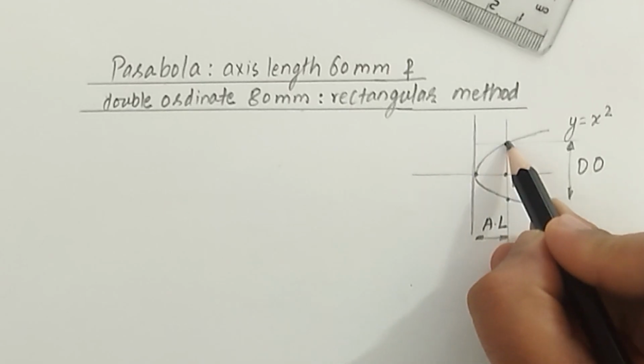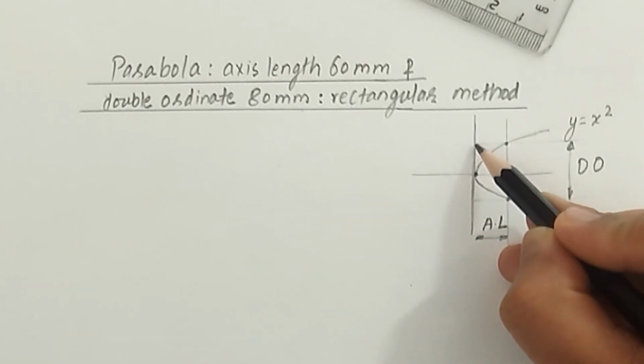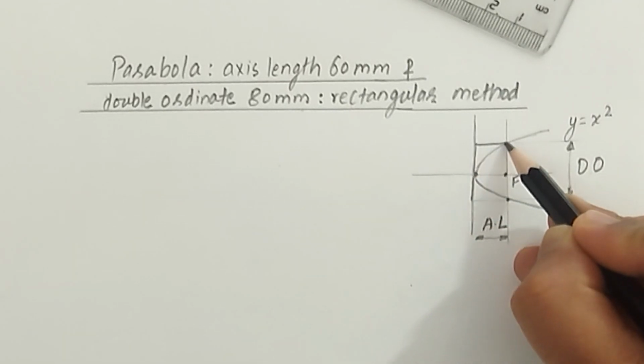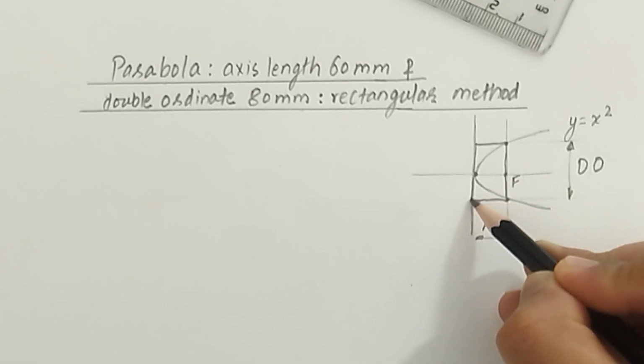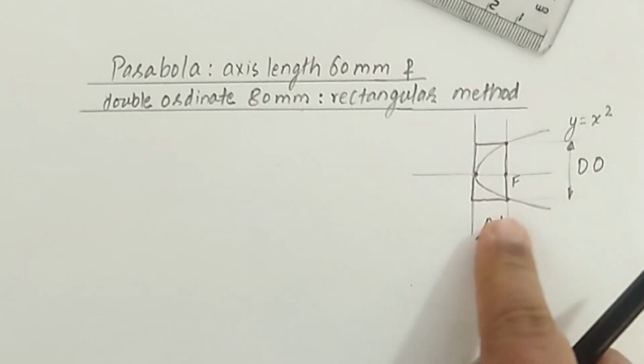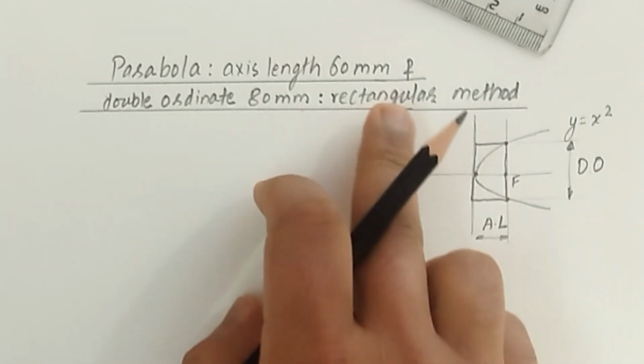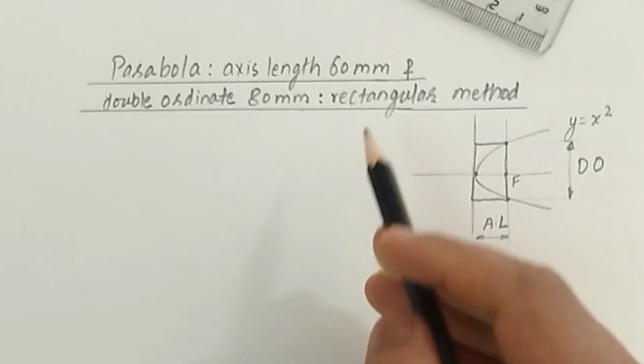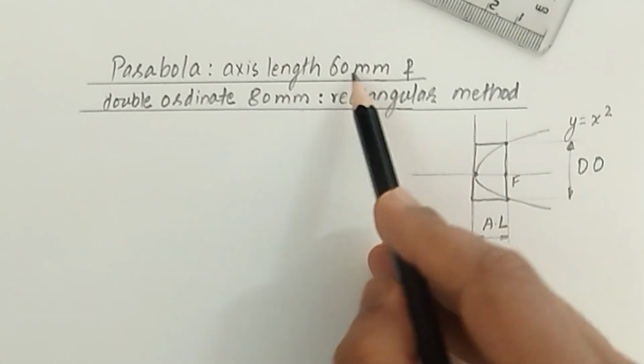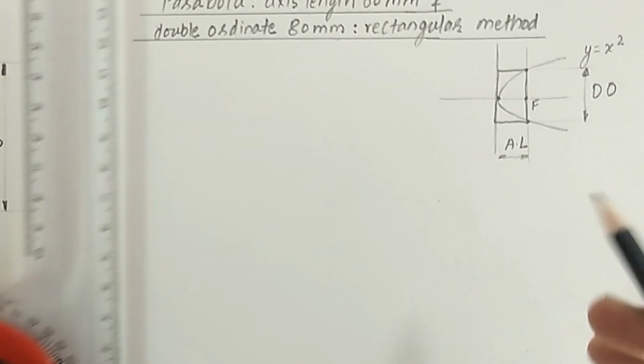Now if we join, what we get is a rectangle. So we are going to construct this section of a parabola with the help of the rectangular method. So first of all, create a rectangle of 60 by 80 millimeters dimension.